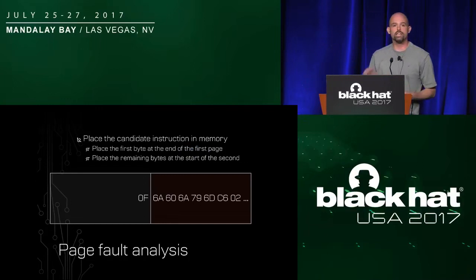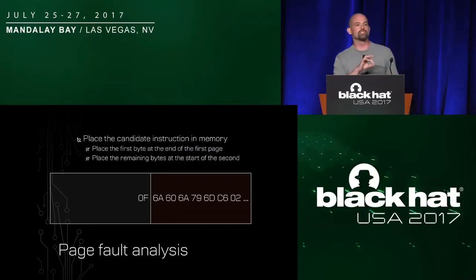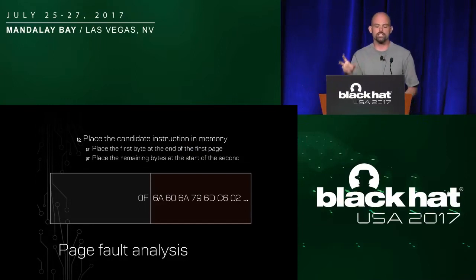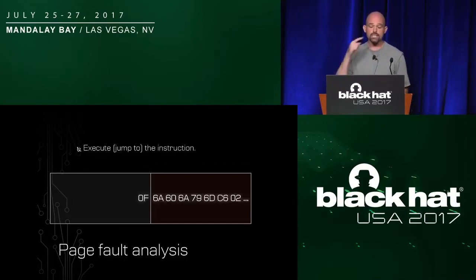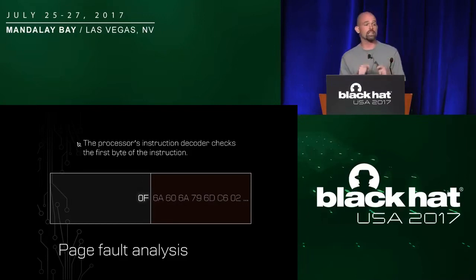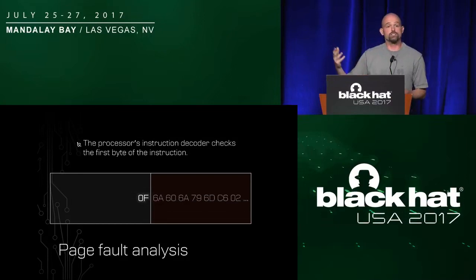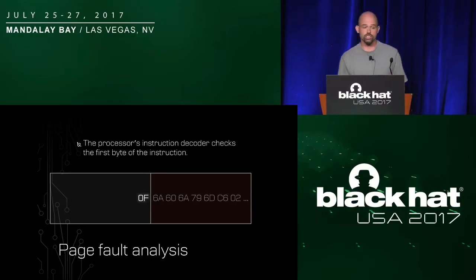We're going to put our instruction into these pages so the first byte of the instruction is on the last byte of the executable page, and the rest of the instruction is on the non-executable page. Then we're going to jump to the instruction to try to execute it. Here's what happens internally in the processor when we do this. The processor first fetches that first byte, that 0F byte, out of the executable page, and it sees 0F is not an instruction by itself. It needs more bytes for this instruction.